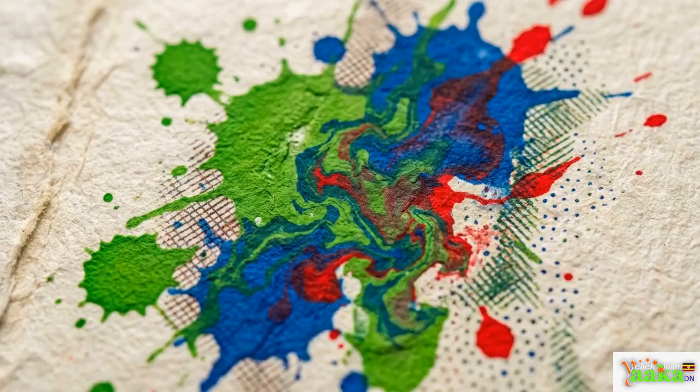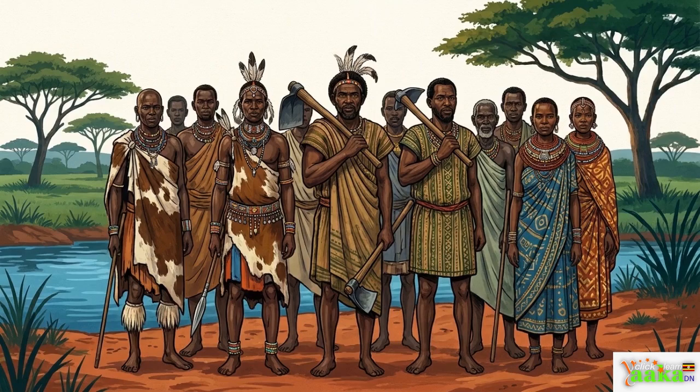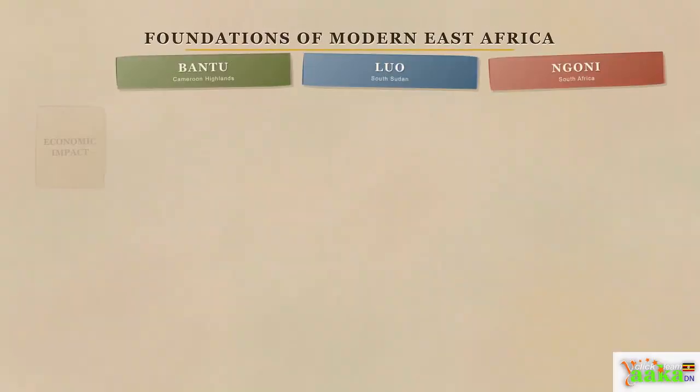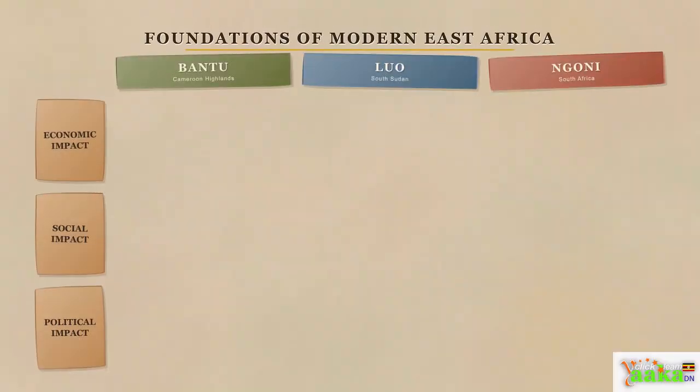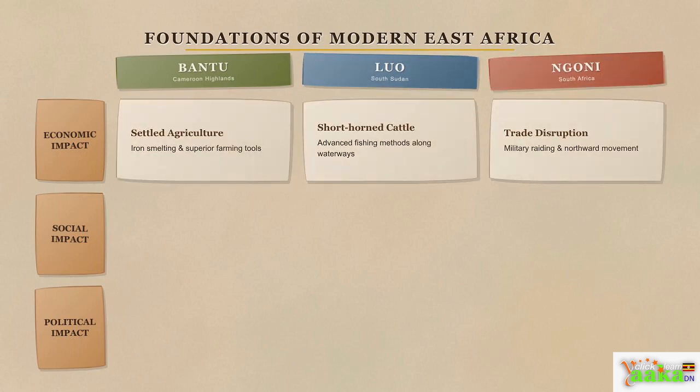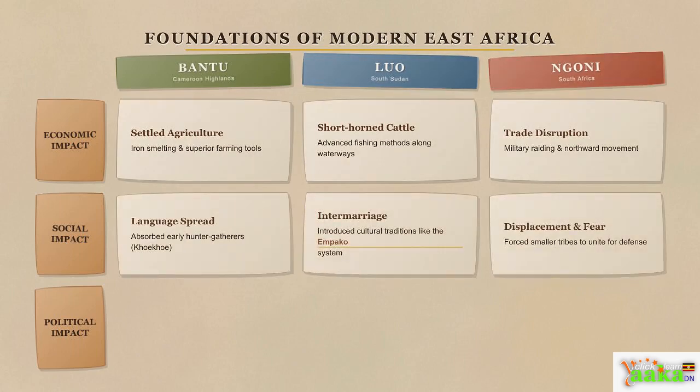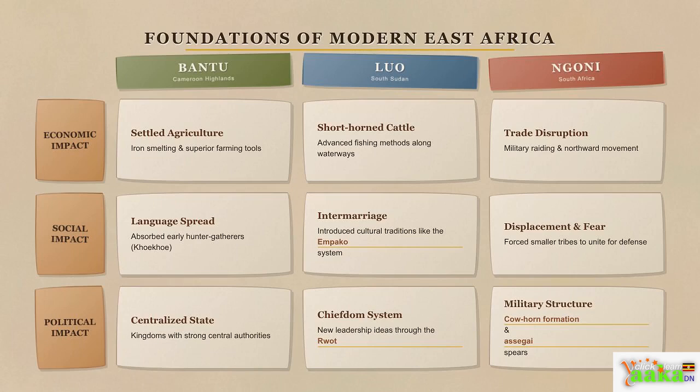Just like drops of ink slowly spreading and mixing on a canvas, these migrating families eventually met the original hunter-gatherers. Through decades of living side by side and intermarrying, they absorbed one another, creating entirely new blended communities. This chart breaks down the final outcome of these centuries of movement. By bringing different skills and customs together, the Bantu, Luo, and Ngoni established the economic, social, and political foundations of modern East Africa.